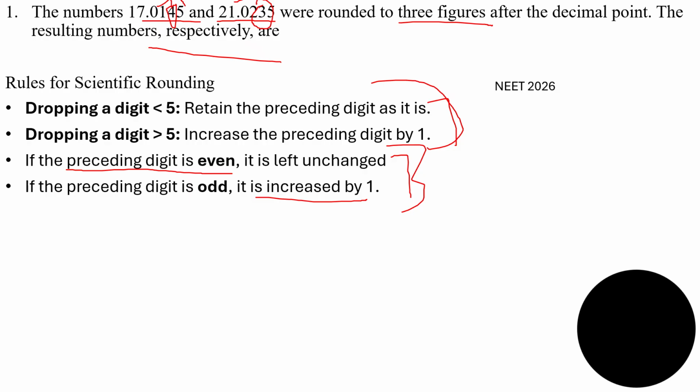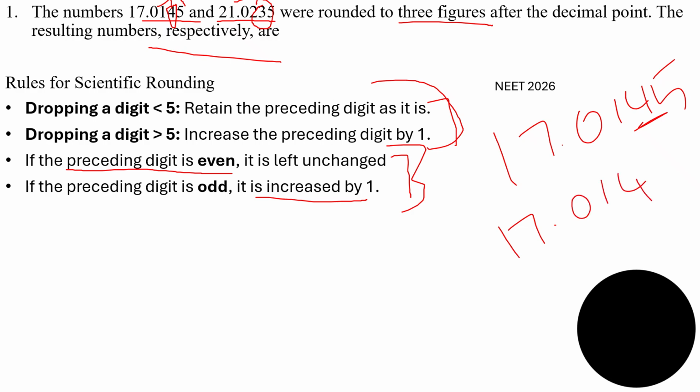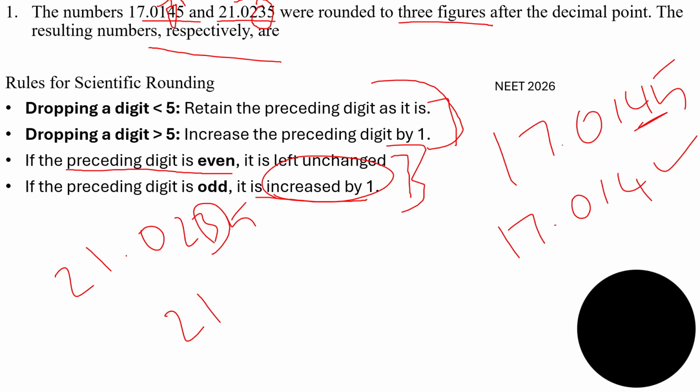This is the rule. Then how to solve it? It is so simple. 17.0145: the preceding digit is even, so leave it as it is, 17.014. This is the answer. In the other case, 21.0235: the preceding digit is odd, so increase the preceding digit by the unit 1, 3 to 4. These two are the answers.